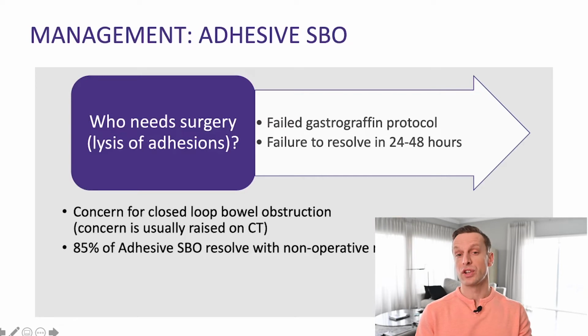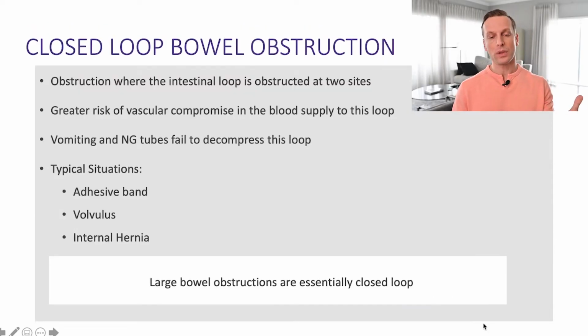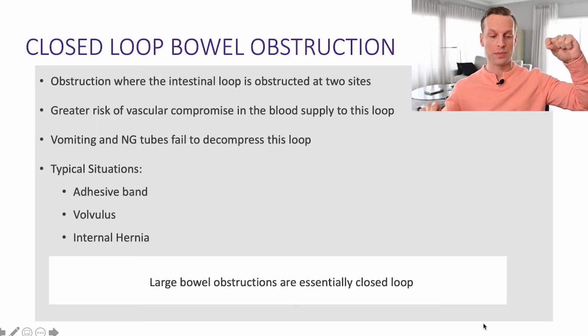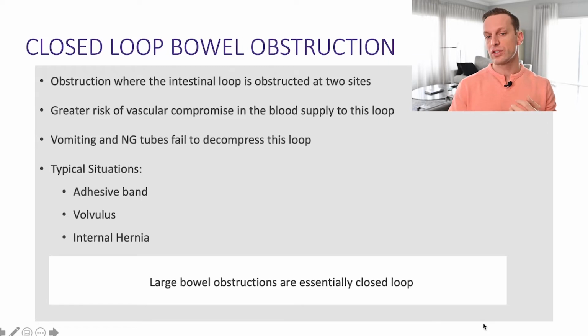In addition, if we're concerned about a closed loop bowel obstruction, that's an obstruction where there is a blockage at 2 points of the bowel, that would be an indication for surgery. In more detail, this closed loop bowel obstruction is an obstruction where there's a blockage at 2 sites of the small bowel or the large bowel, and there's a greater risk of vascular compromise as well as a greater risk of perforation, because that loop cannot be decompressed by vomiting or an NG tube, and so it stretches and stretches until it has a risk of perforation.